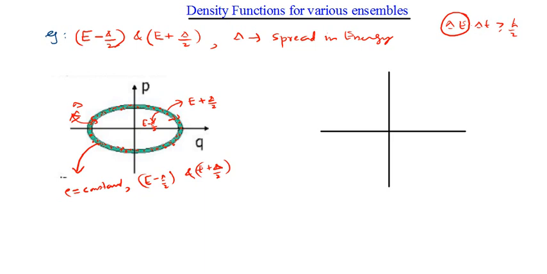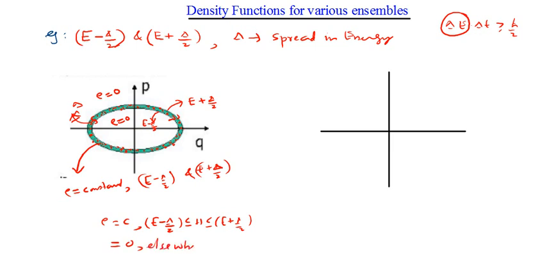And what about the density function outside this particular shell? For example, what is the density function here? Rho here is equal to 0. What is the density function here? Rho here is also equal to 0. So outside this particular shell, rho is equal to 0. This is the meaning of stating that rho equals a constant when the energy is lying between E minus delta by 2 less than or equal to H less than or equal to E plus delta by 2, and rho equal to 0 elsewhere.